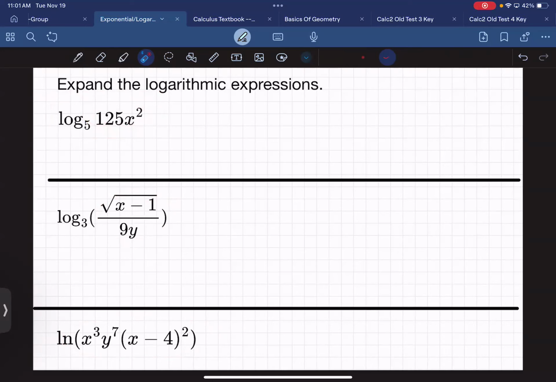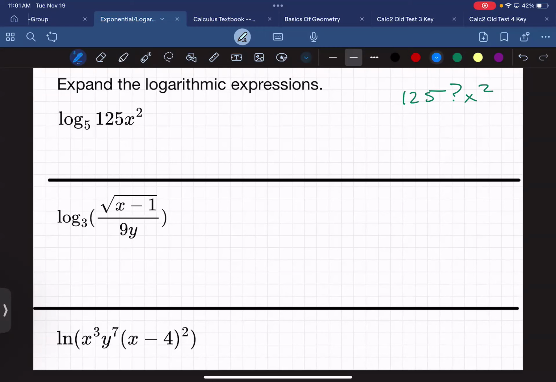There's an x squared, right? So we might need to deal with that at some point. What operation holds the 125 there with that x squared? So if I wrote it out, it'd be 125 times x squared, right? So there's multiplication here too. What you're going to find here is you need to deal with the product property first.